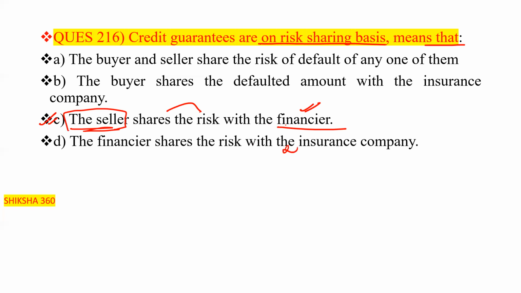Not D. So option C is the correct answer. That is, the seller shares the risk with the financer. Clear? Now move to the next question.